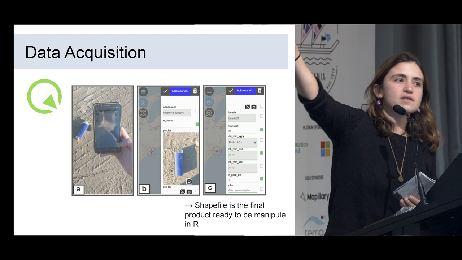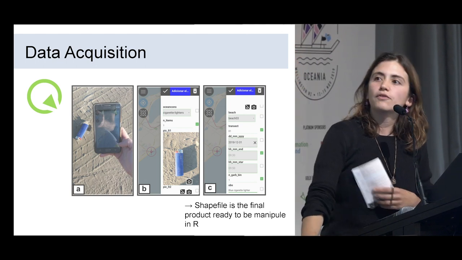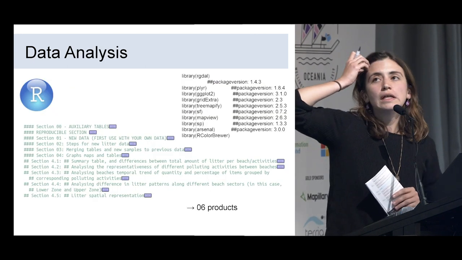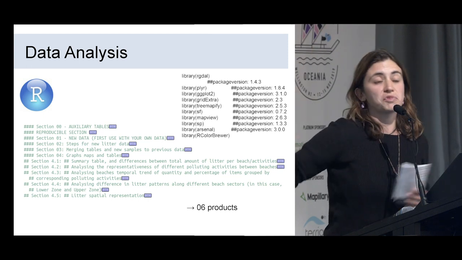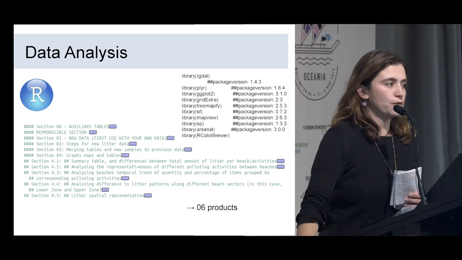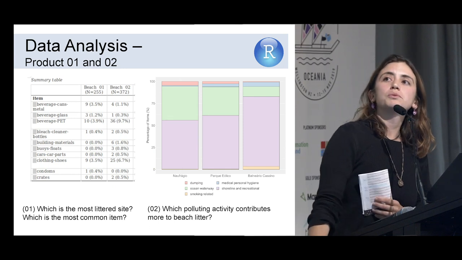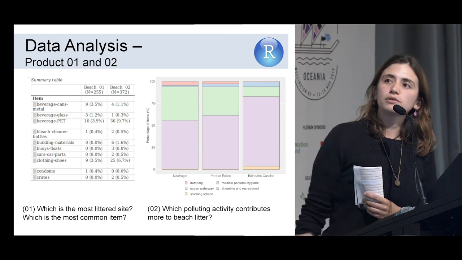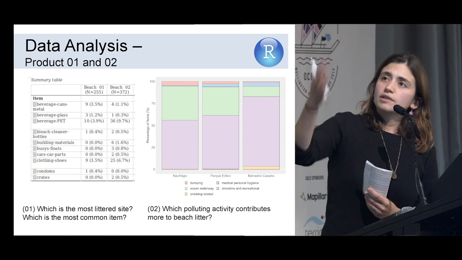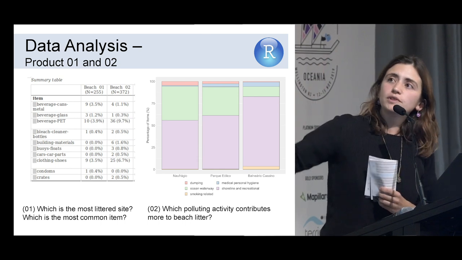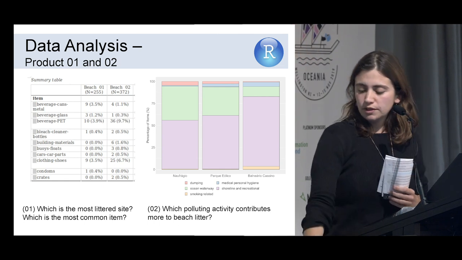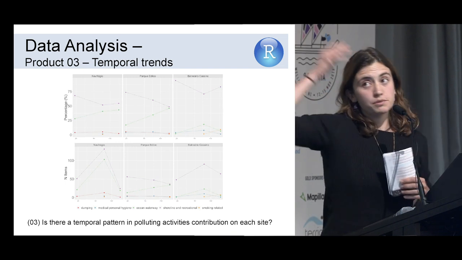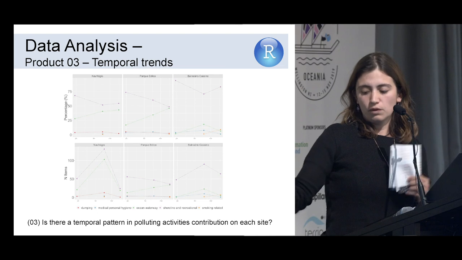So here is what it looks like in the field. The result is a shapefile already structured and ready to be read in our environment. And yeah, it's not a complicated code. And in the end, we come with six different products, which help us to understand better the litter patterns and answer common questions. So the first products are related to general litter items. So which polluting activity contributed more in different beaches? And the third product is related to temporal changes along these beaches.